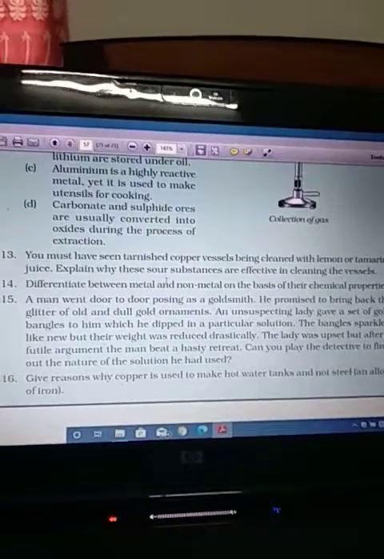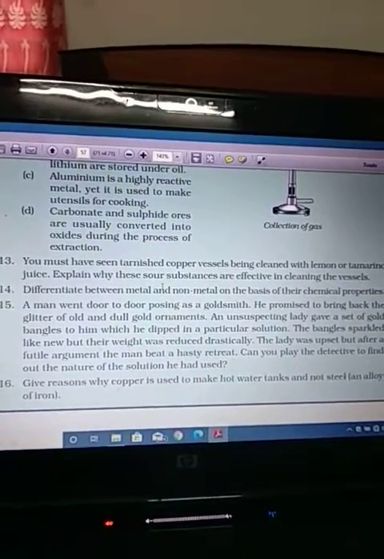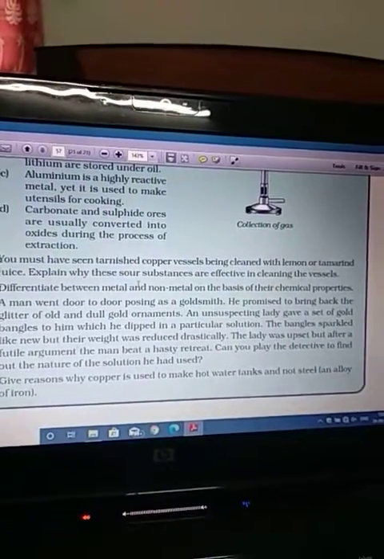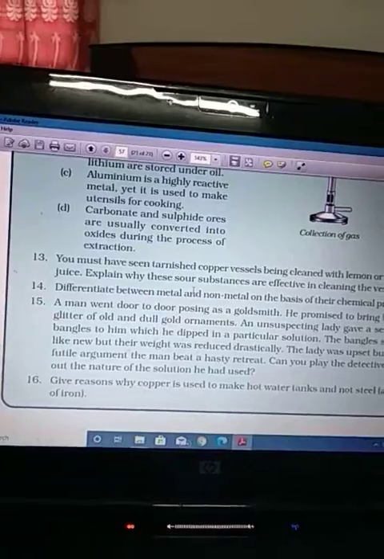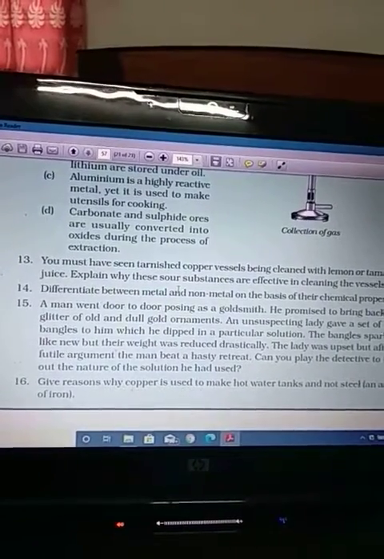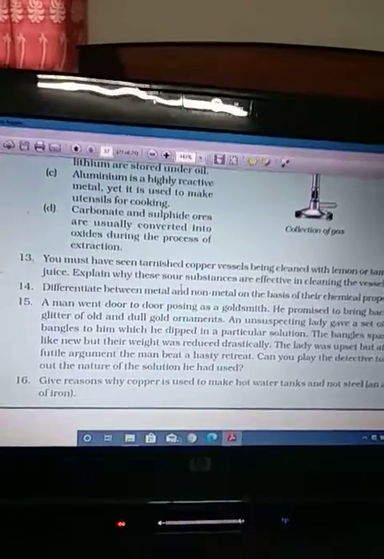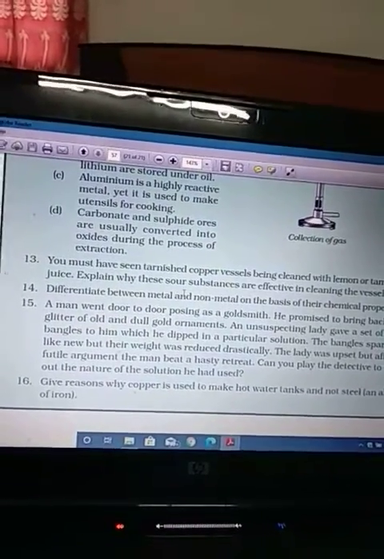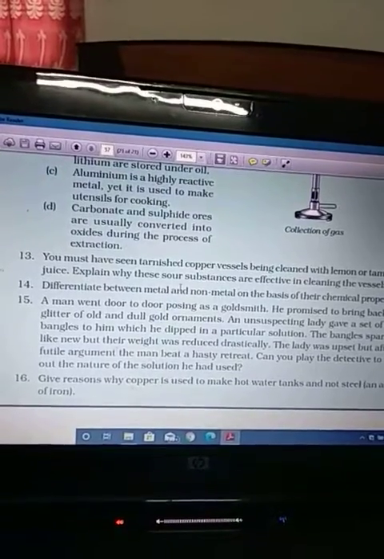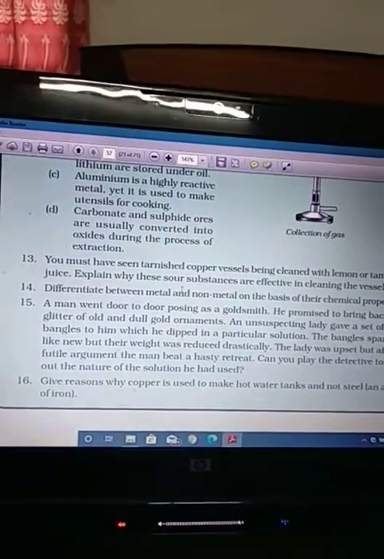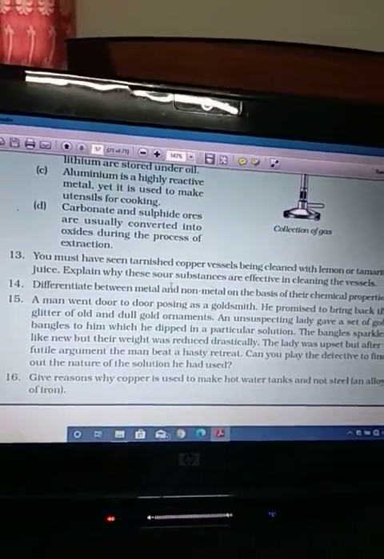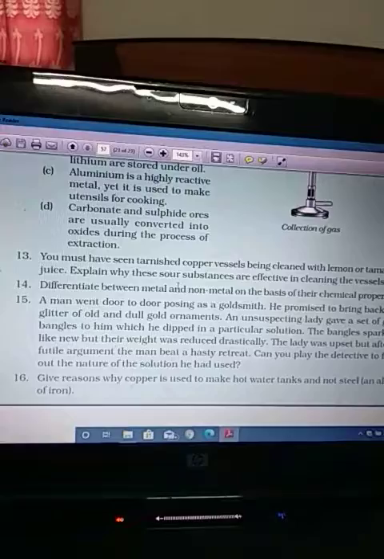You must have seen tarnished copper vessels being cleaned with lemon or tamarind juice. Explain why these sour substances are effective in cleaning the vessel. Copper is a metal and it is covered by a green coating of basic copper carbonate, that is copper hydroxide plus copper carbonate. Lemon is acidic in nature, so it reacts with the base and dissolves it. That's why it is effectively used to clean the vessels.